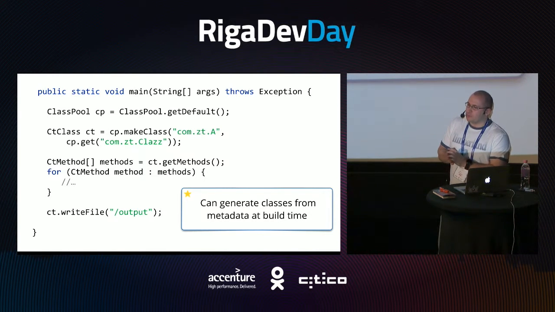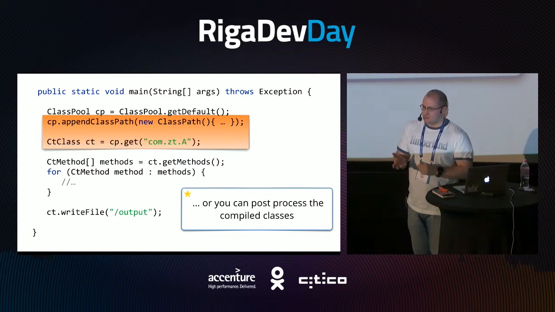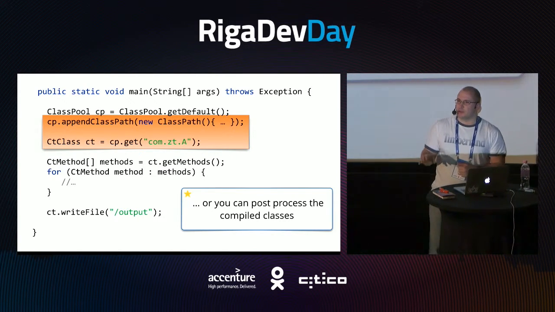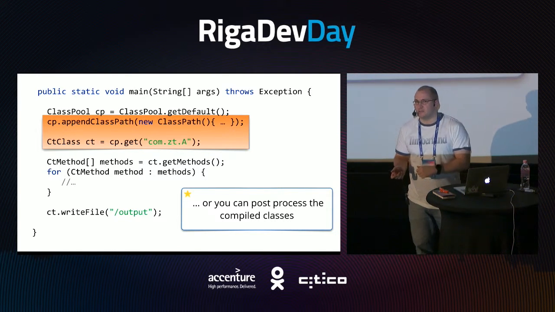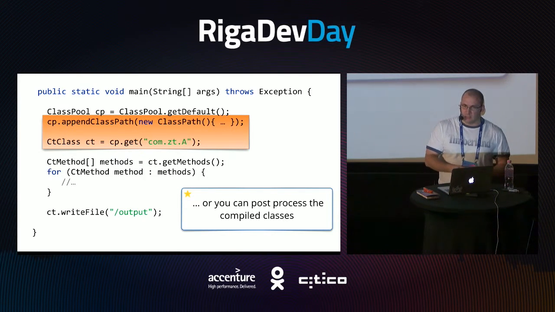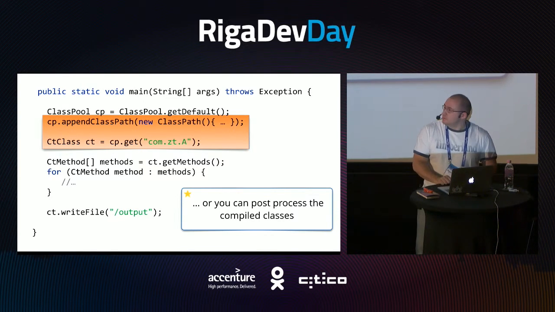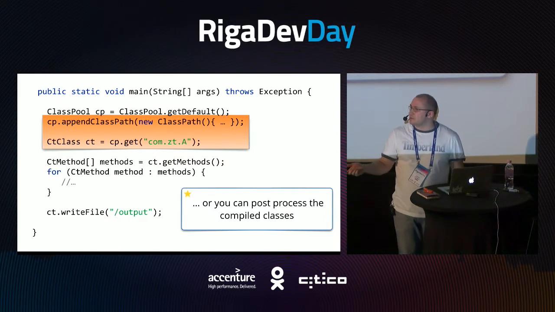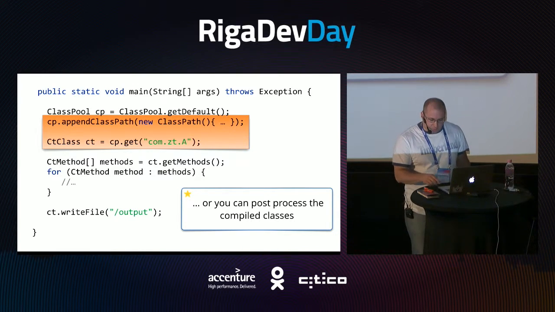Actually, you can post-process classes as well. If you have compiled some source code into classes, and you want to apply some kind of security, encryption or license checks, or hide some constants or transform your classes afterwards, like some AOP frameworks do, you can do it with Javassist like this. Basically, write out the bytes and then run post-processing on those again.